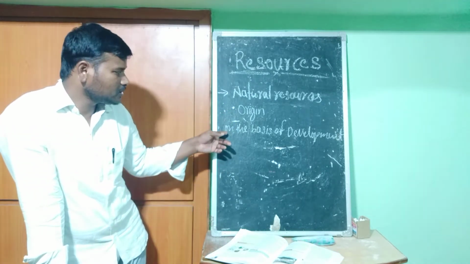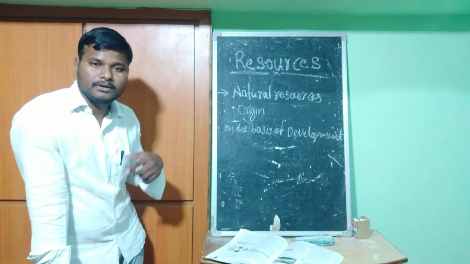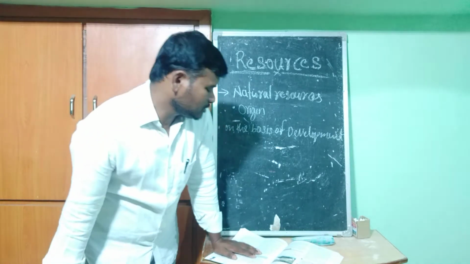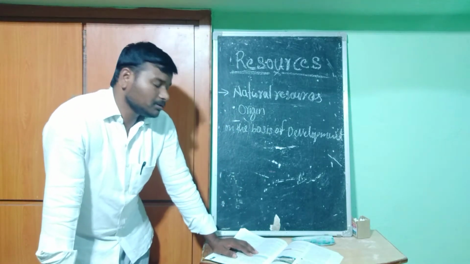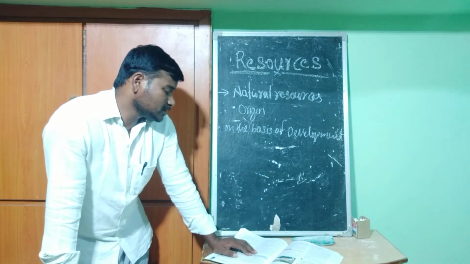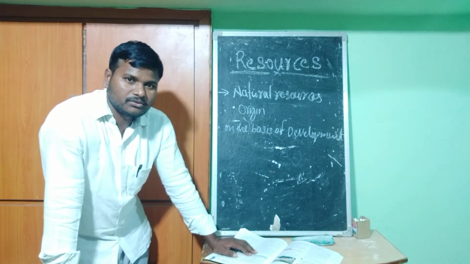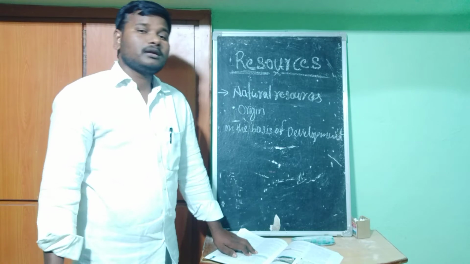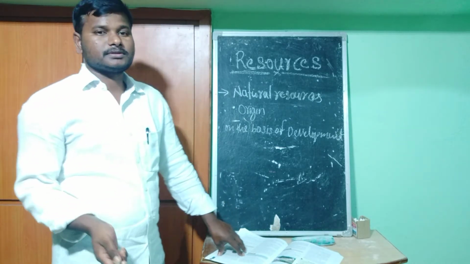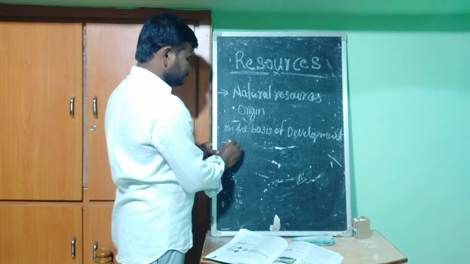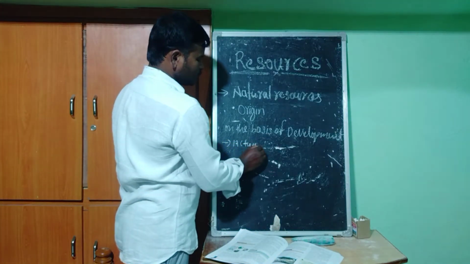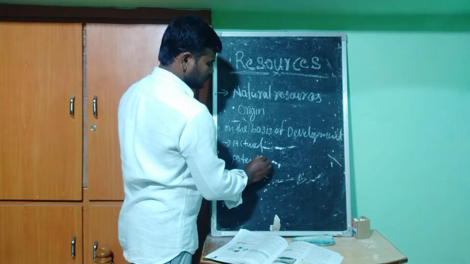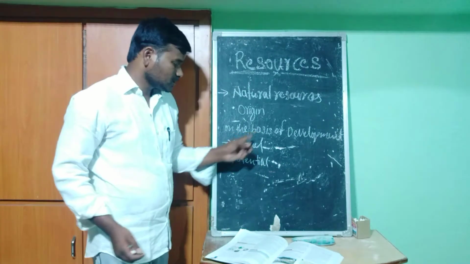But now we are going to see about on the basis of development. On the basis of development, the resources are classified as actual or developed resources, and potential resources. Actual and developed resources, potential resources. You can call actual or developed. Next, potential. So this is classified as actual.